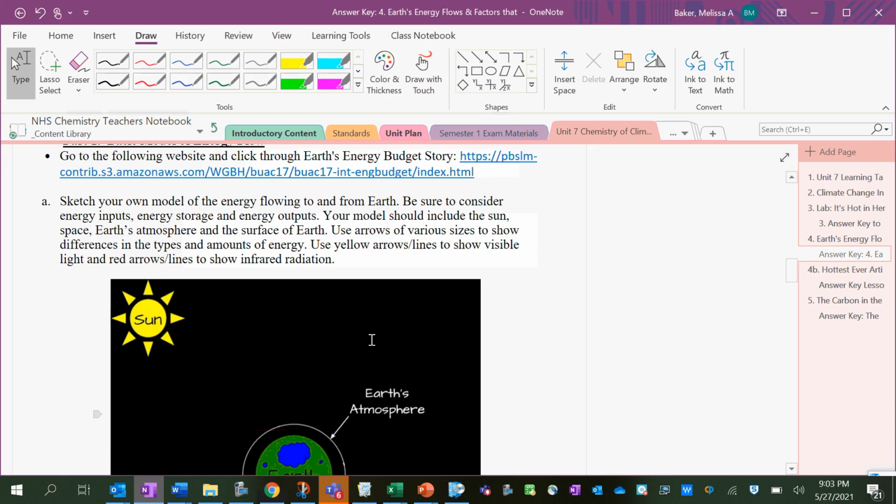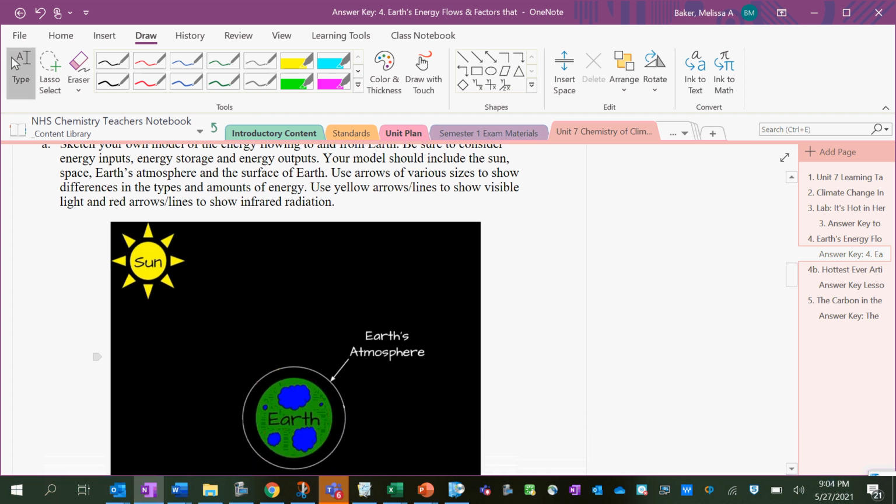All right, so let's start sketching some models here. It says, sketch your own model of the energy flowing to and from Earth. Be sure to consider energy inputs, energy storage, and energy outputs. Your model should include the sun, space, Earth's atmosphere, and the surface of the Earth. Use arrows to show the different types and amounts of energy. Use yellow arrows to show visible light and red arrows to show infrared radiation.